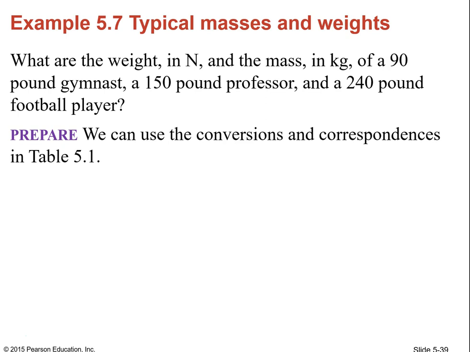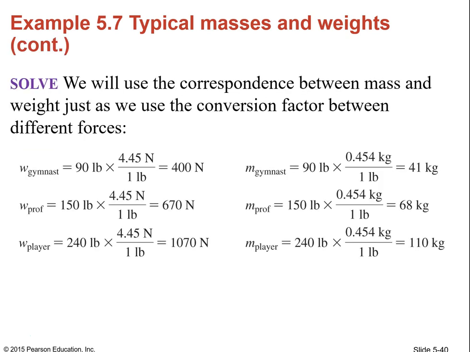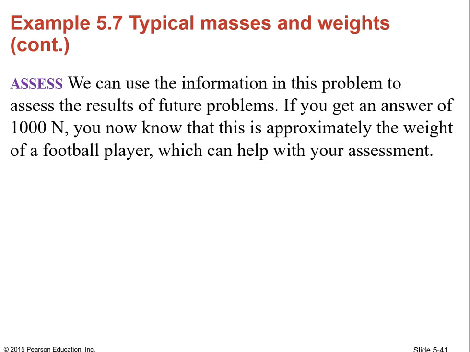All right. So what are the weight in newtons and the mass in kilograms of a 90-pound gymnast, a 150-pound professor, and a 240-pound football player? So just do your conversions, just to get an idea of where things are at. You can get the weight first if you know the weight in pounds. Just do the conversions to get to newtons. And then because you know the weight in pounds, you can actually convert it to kilograms as well. That won't be so much on your AP exam, but they're good pieces of information to have.